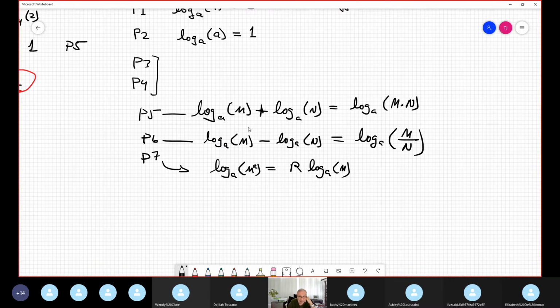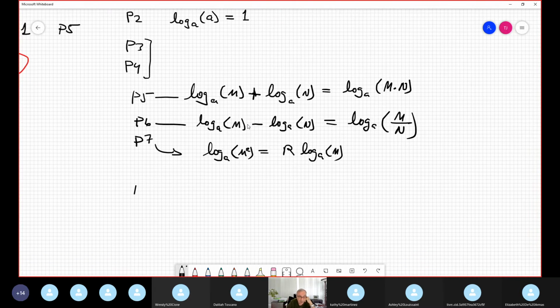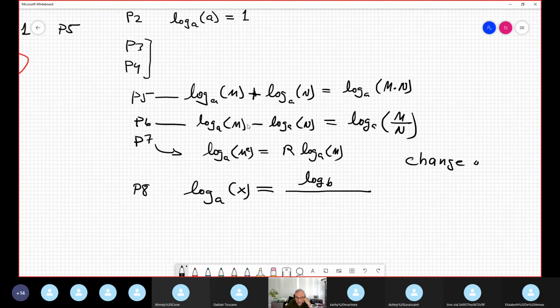And property number 8 is the change of base formula, which is logarithm of any base of one specific number or expression is equal to logarithm, but using another base, because it's the change of base formula: logarithm of x divided by logarithm of b, using the same b. It's supposed that b is the standard base, the base that we have available in our calculator.